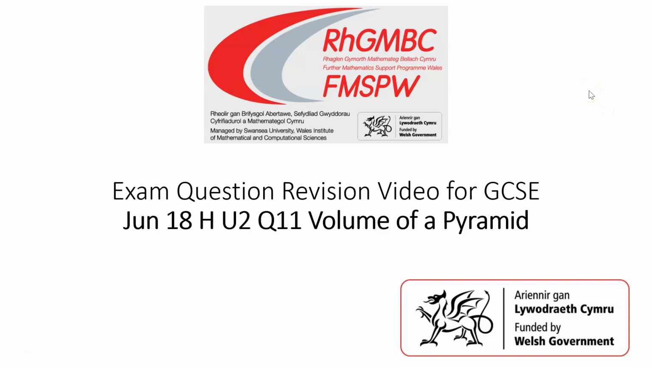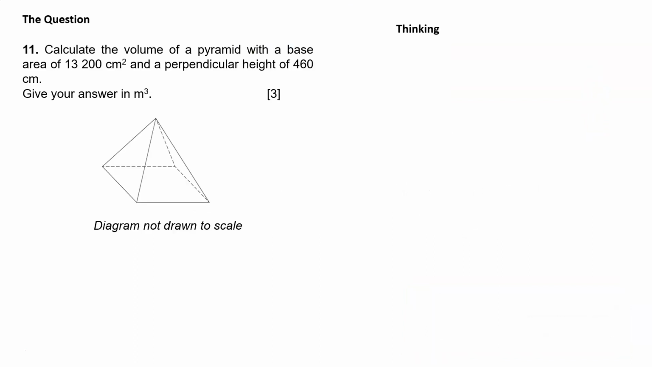Exam question revision video for GCSE. 2018 Summer Higher Tier Unit 2 Question 11, Volume of a Pyramid. The question says, calculate the volume of a pyramid with base area of 13,200 centimetres squared and a perpendicular height of 460 centimetres. Give your answer in metres cubed.